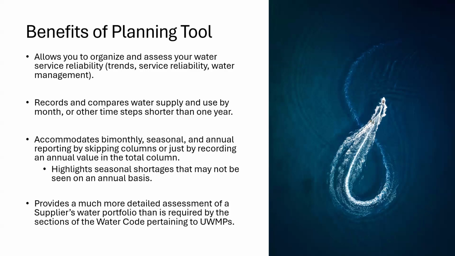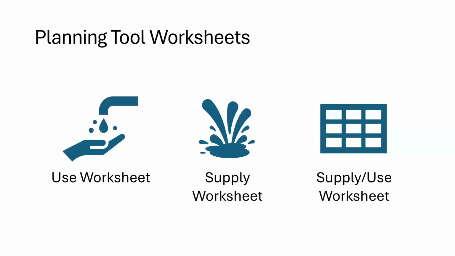And this will be helpful because it highlights any seasonal shortages that you may not be able to see if you're just looking at an annual basis. Yes, so as mentioned, it will be much more detailed. The code mainly just requires annual numbers, so this will give you the option to dive in a bit deeper to that. So without further ado, let's get into the actual tool. These are the three worksheets that the tool consists of. There is the use worksheet, the supply worksheet, and the supply use worksheet. So we're going to get into each tool separately.